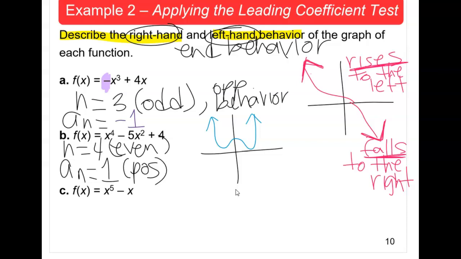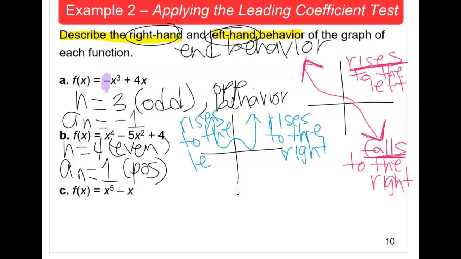Okay, so here we're going to say it rises to the right and it also rises to the left. Okay, let's do one more.